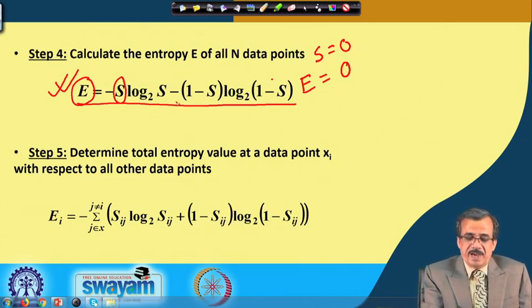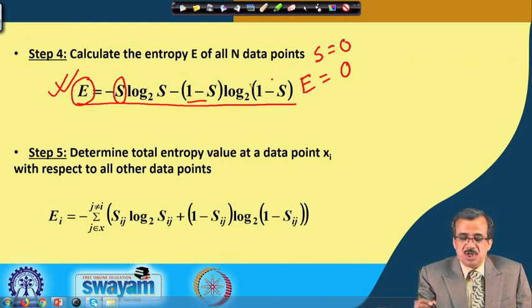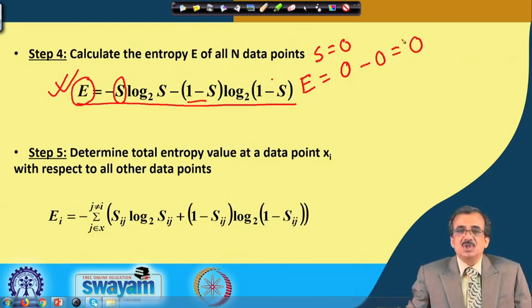Then comes minus 1 minus S. So, S equals 0, so I will be getting 1 here, then log base 2 of 1 minus S, which is log base 2 of 1, and log base 2 of 1 is once again equal to 0. So, I will be getting 0. So, this is nothing but 0.